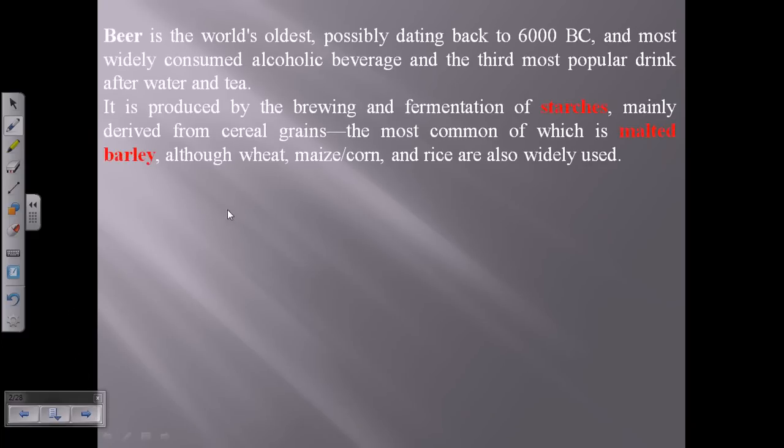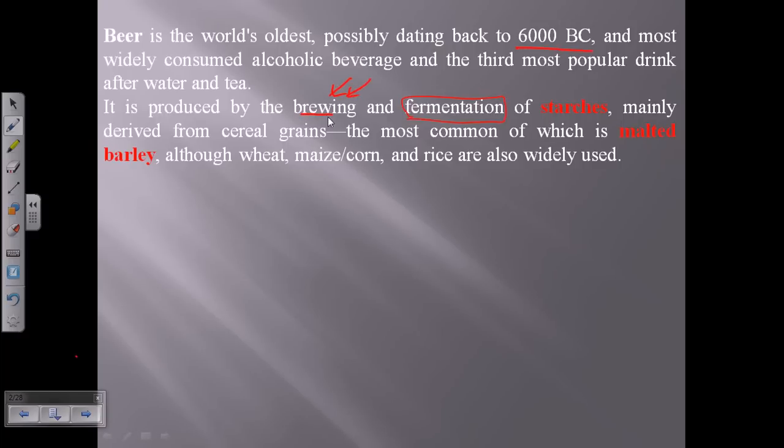So beer is the world's oldest alcoholic beverage, possibly dating back to 6000 BC. So you can see how old this alcoholic beverage actually is, and this is very famous, right? It is the third most popular drink after water and tea. It is produced via the process of fermentation, and the fermentation process to produce beer is simply called brewing.